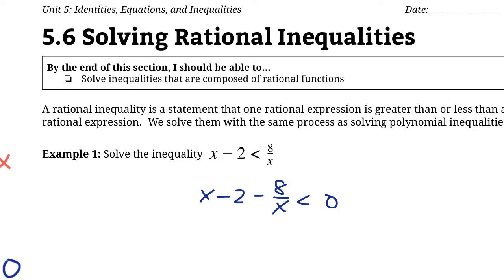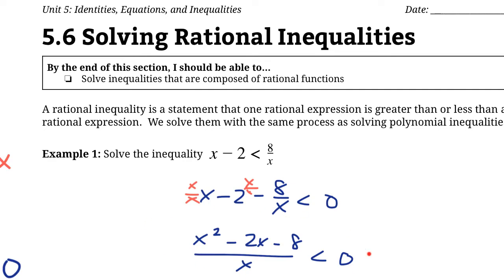Now, let's turn everything on the left side into one fraction. So we find the lowest common denominator is going to be x. So I'm going to multiply this term by x over x, and I'm going to multiply this term by x over x. And then that should give me a simplified expression, maybe not simpler. So it's going to be x squared minus 2x minus 8 over x is less than 0.